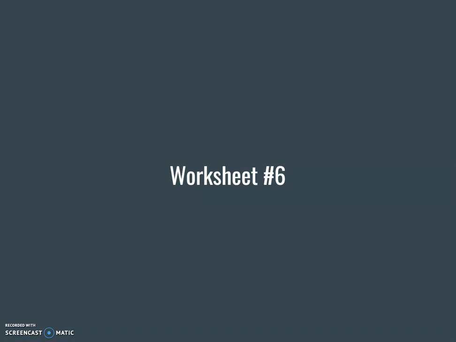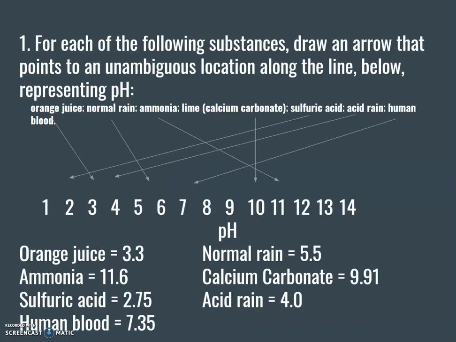We are on to APES Review Worksheet 6. Looking at some of the common substances, I think the arrows are kind of confusing, so I just went ahead and listed it at the bottom. But looking at the pH scale, just a reminder that 1 would be most acidic, 7 would be neutral, 14 would be the most basic.